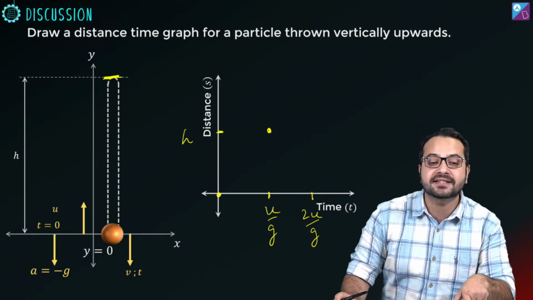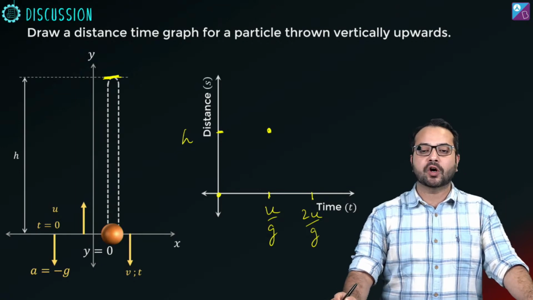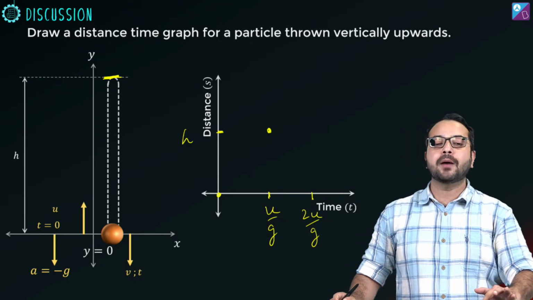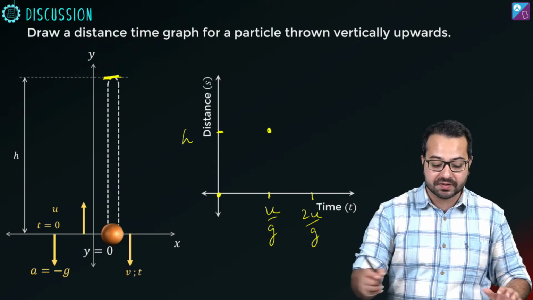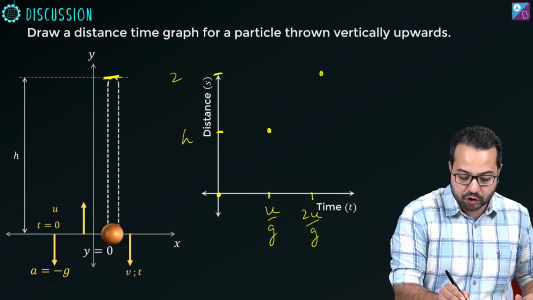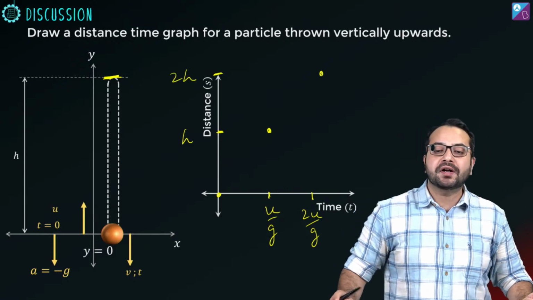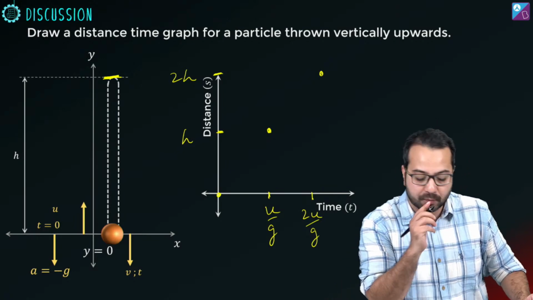Now what is the distance covered now? Is the distance covered 0 or 2h? I'm talking about the distance. It has gone up h and it has come back h, which means that the distance covered is 2h. Now the point is, how do we join these points?